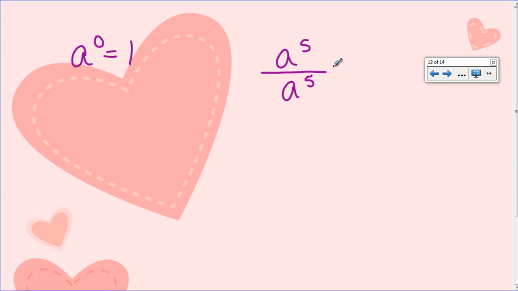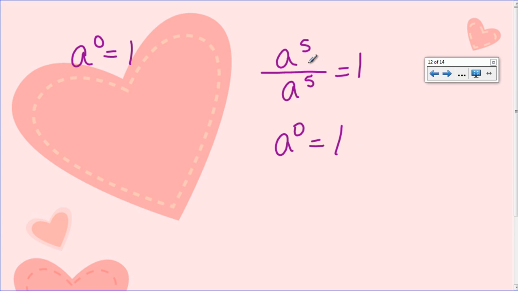So when we are dividing, we treat that fraction bar like it's a great big subtraction sign and we subtract the exponent. So if I have this problem, a to the 5th over a to the 5th, well, y'all should know already by now that anything over itself equals 1. But here's the reason why. I have to subtract these exponents, and when I do that, 5 minus 5 is 0, which gives me a to the power of 0, and it equals 1.